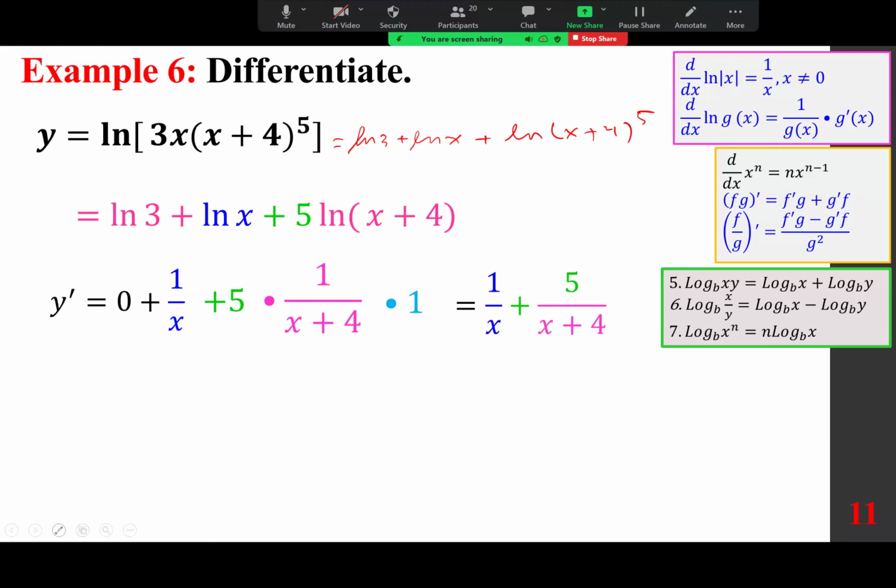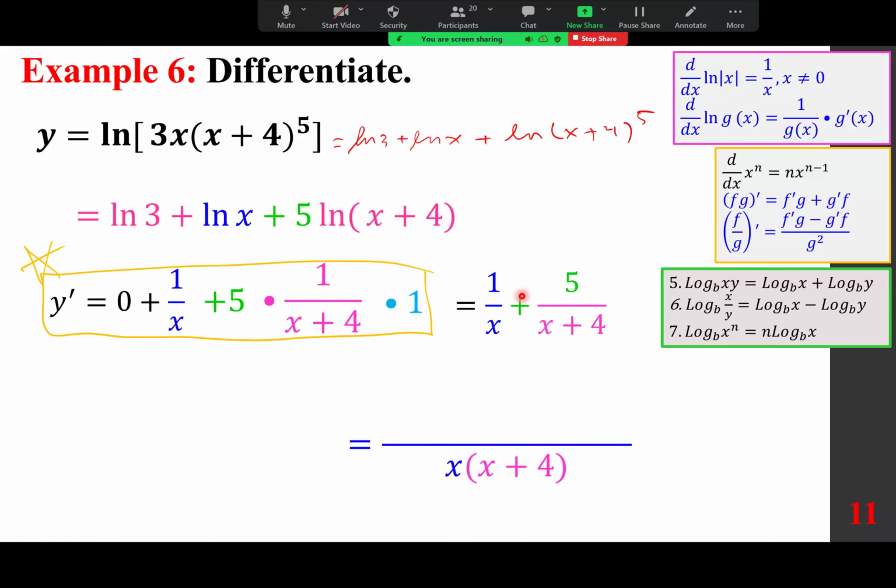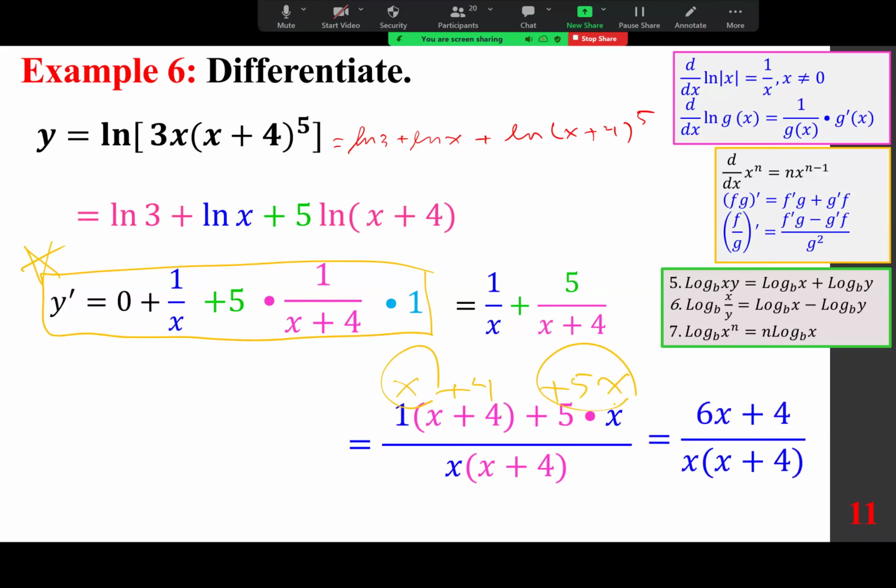Now, before we move on, this is the only calculus step, everybody. This was algebra. This is algebra, and now the rest of them. So the common denominator is x times x plus 4. 1 times x plus 4, 5 times x. I'm assuming we can add up two fractions. And so we end up with x plus 4 plus 5x, where these two add up.